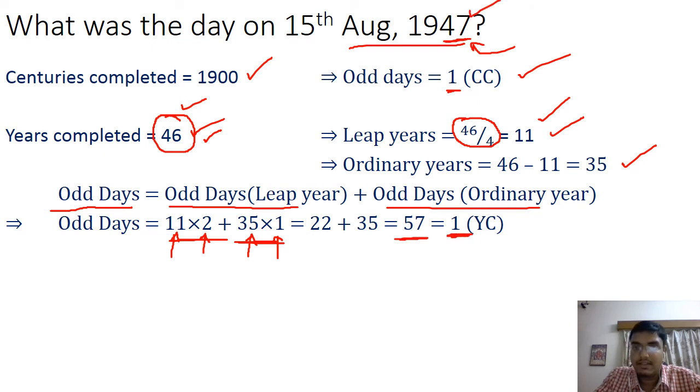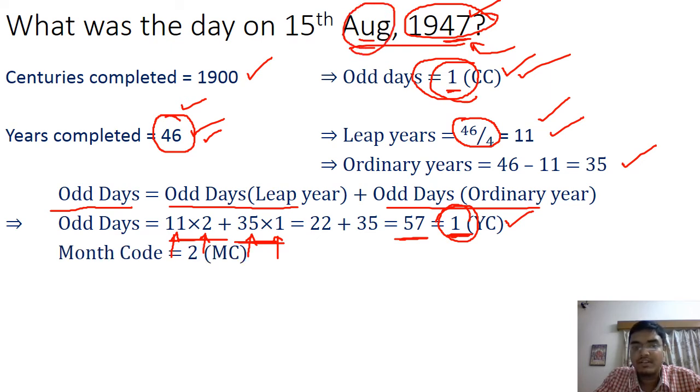Now, year is over. For 1947, the number of odd days we have calculated. So you'll have to add this one, and this one you'll have to add, because these are century codes and year codes. Now we should go to month code. August. What is the month code for August? It is 2. Right? 625. So that is 2. 033 614 625.